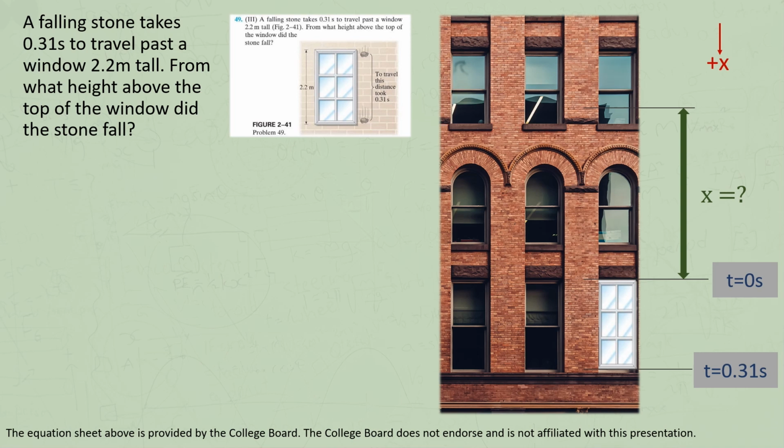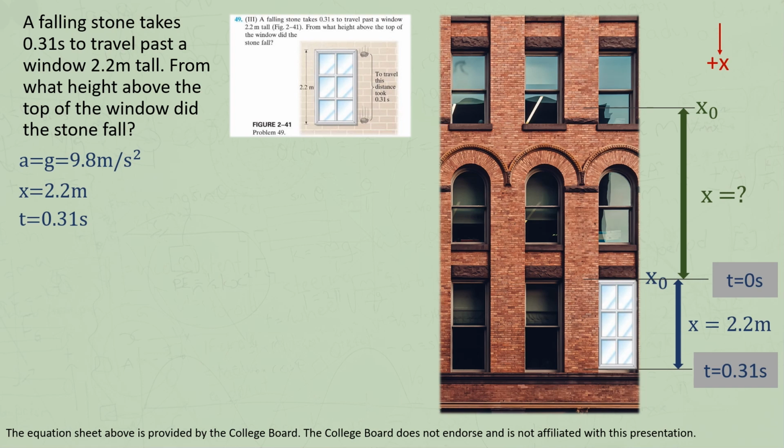Now, as always, let's look at what we know. The acceleration is due to gravity, and since we define downwards as positive, it's 9.8 metres per second squared. X is 2.2 metres and t is 0.31 seconds. But it's important to note these two values are assuming that the origin, or x0, is at the top of the window. But in order to calculate where it was dropped from, it's probably easiest to use a different origin.